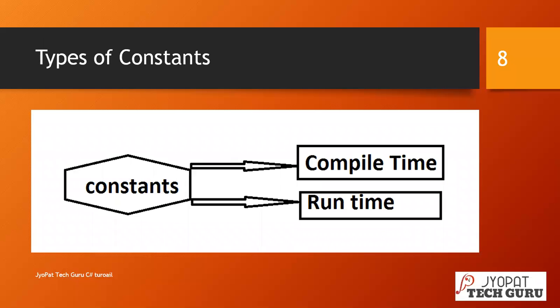So the type of constants currently we have discussed is compile time. In our next video, we are going to discuss regarding the runtime.